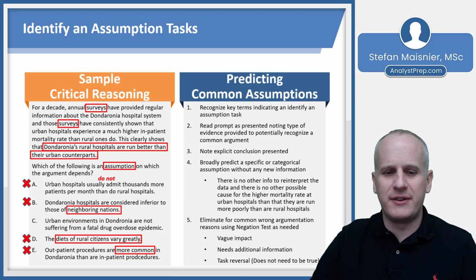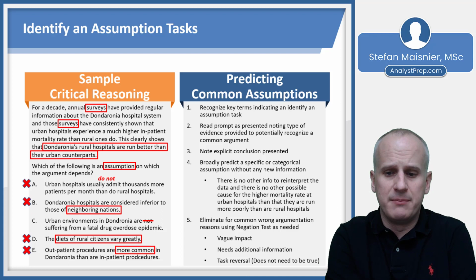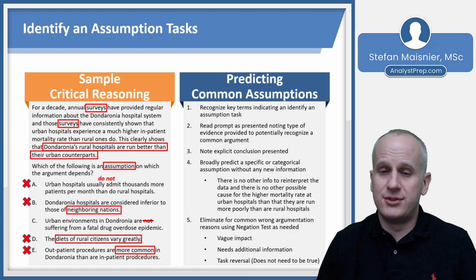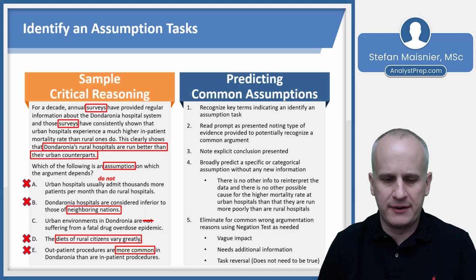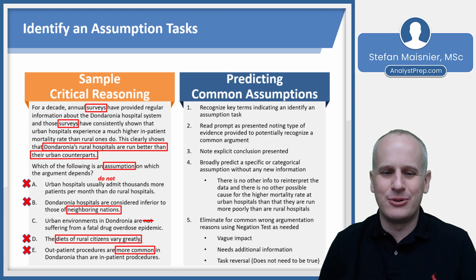Now, choice C says urban environments in Donderonia are not suffering from a fatal drug overdose epidemic. So this, we just cross out the not. And that's usually how you can affect a really simple negation test on the exam, is just go in and eliminate the not from the main verb or add the word not to the main verb. And if we said urban environments in Donderonia are suffering from a fatal drug overdose epidemic, you might think to yourself, well, that doesn't matter. But if we have a fatal drug overdose epidemic, this does provide another reason that the Donderonia urban hospitals might experience a much higher inpatient mortality rate.